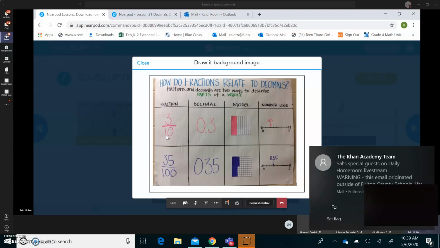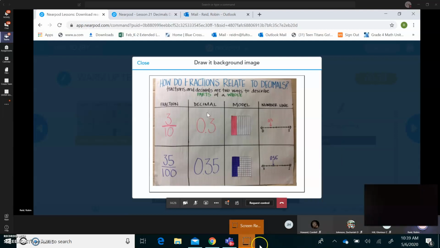So as you can see, 3/10 as a fraction, and 3/10 as a decimal, and then they model it, and they put it on the number line. Also, 35 hundredths as a fraction, and decimal, as a model. So today we're going to focus on all three parts: fraction, decimal, and model.